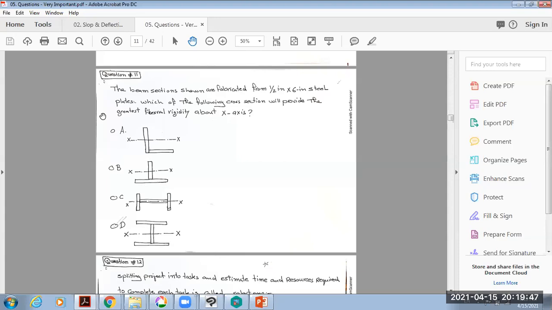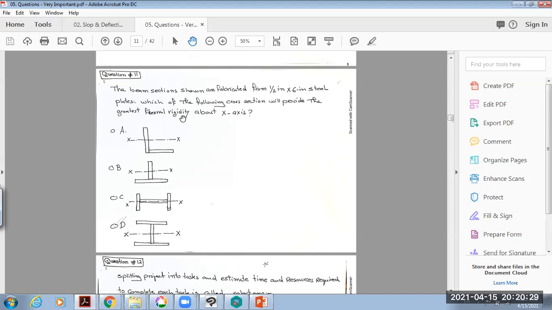But the standard hot rolled is for small projects, a house, a small warehouse. But when you have a big warehouse, it's better to have BEB, the pre-engineered section. This is a pre-engineered section, fabricated from a plate. This plate size is 6-inch, and thickness is 1/2 inch. Which of the following cross sections will provide the greatest flexure? Flexure, we also call it rigidity, flexure rigidity about the x axis.